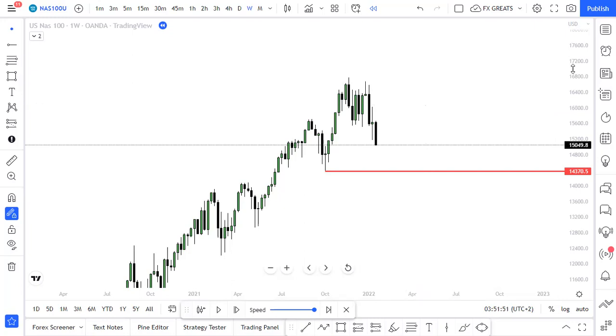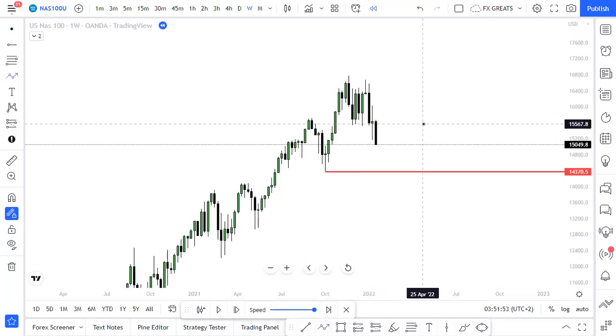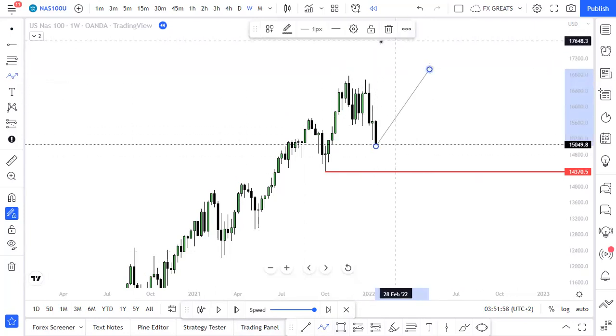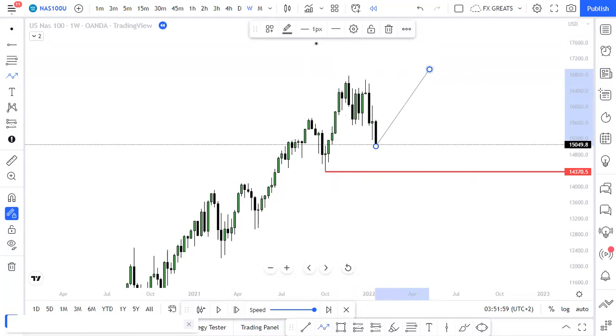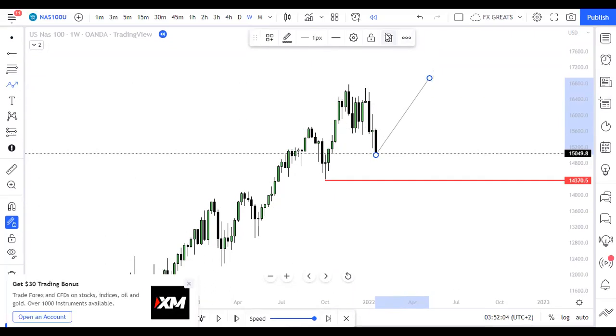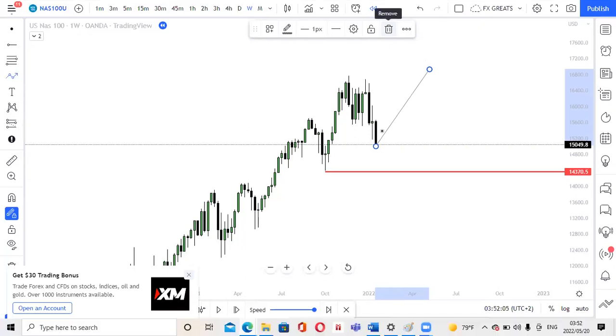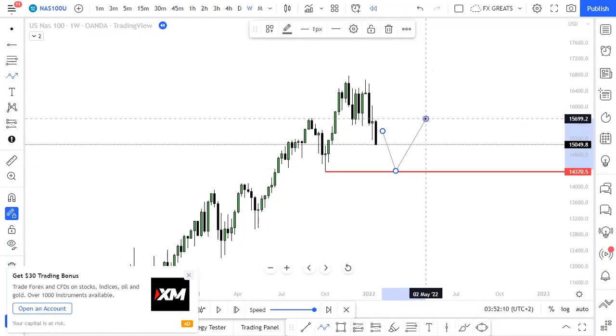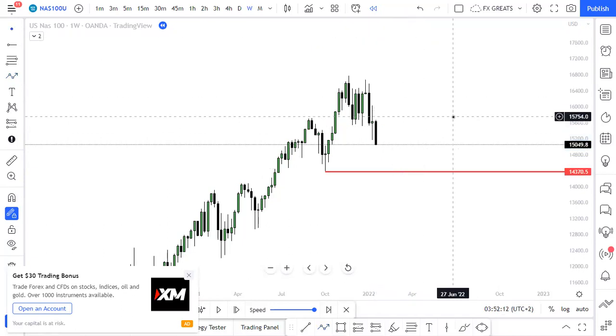Is it likely to expand higher, or is it likely to expand lower? You don't know, but according to what you have or what you know.